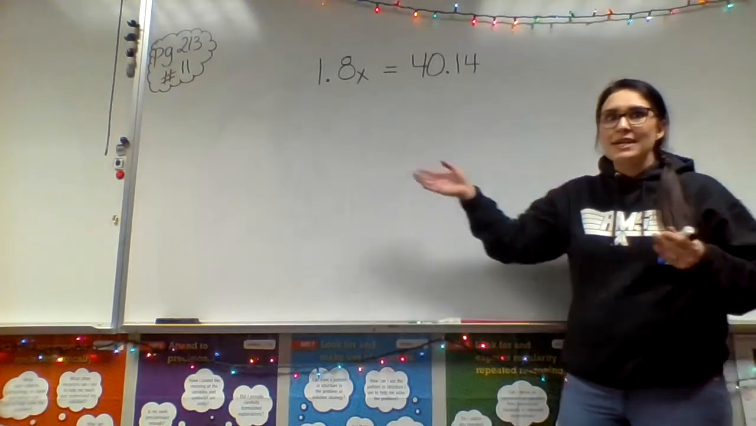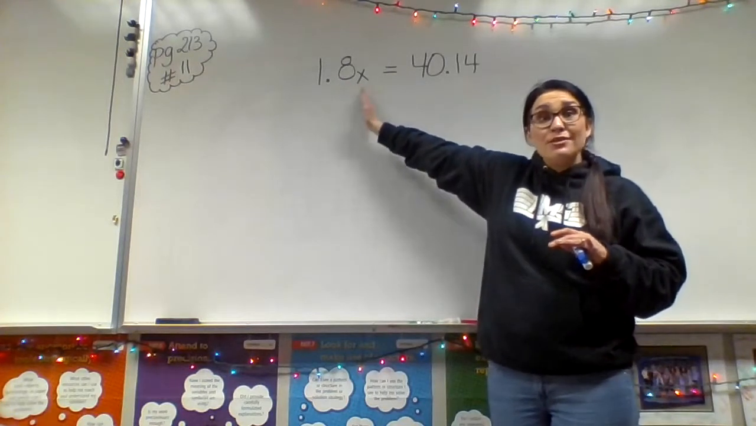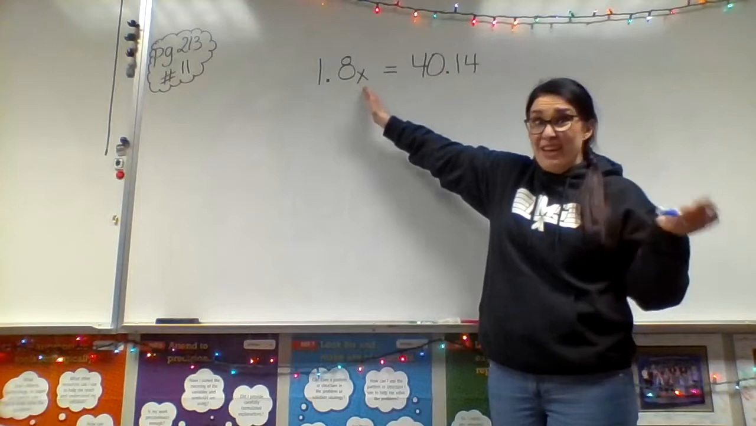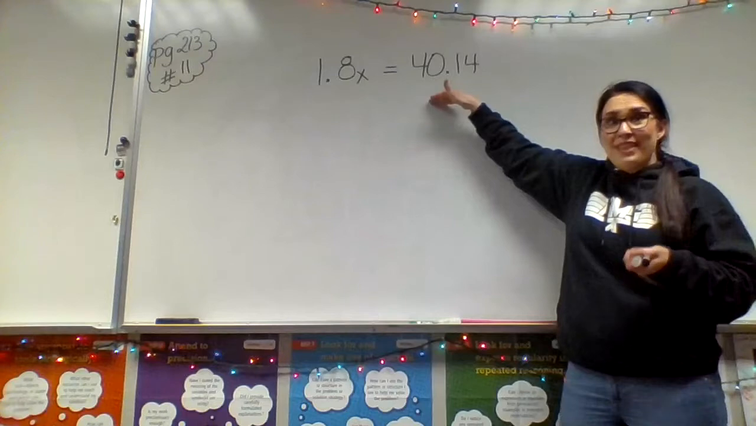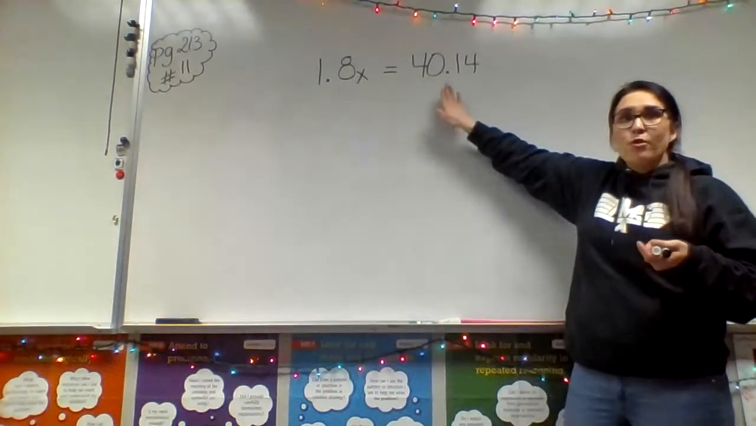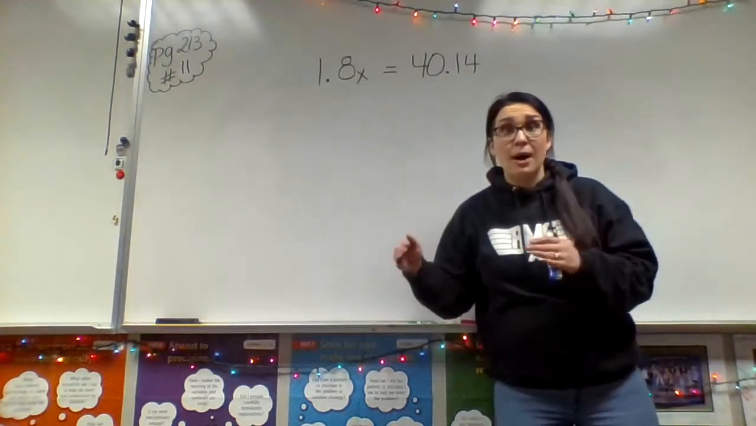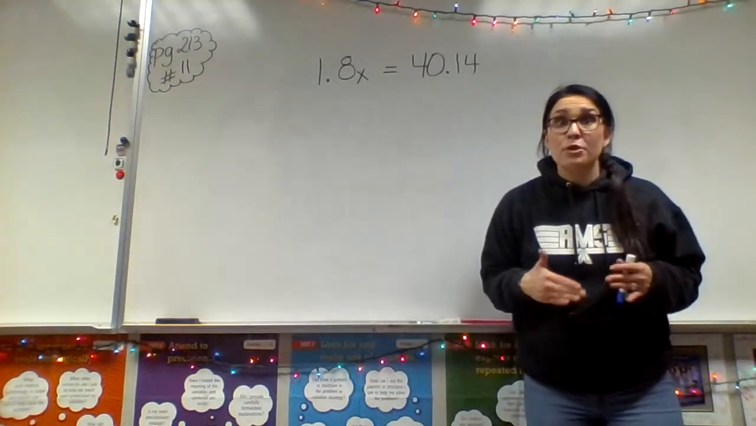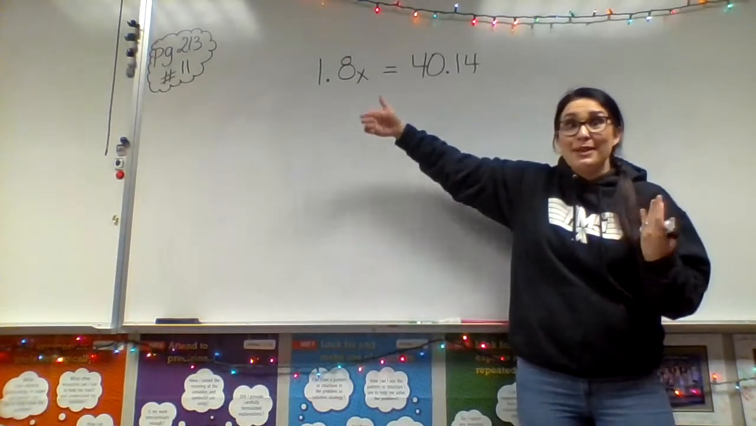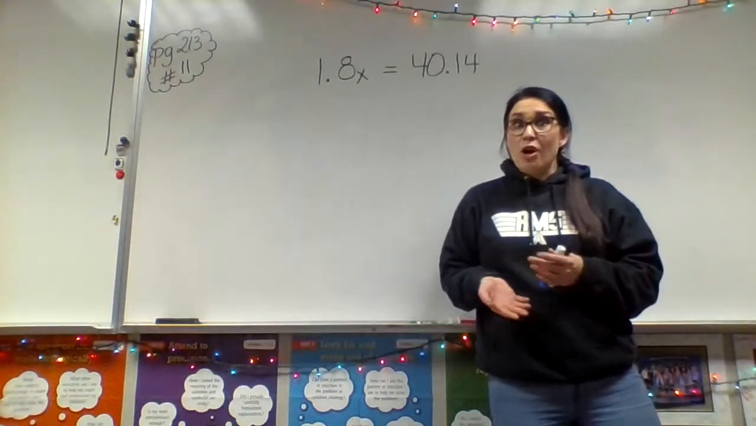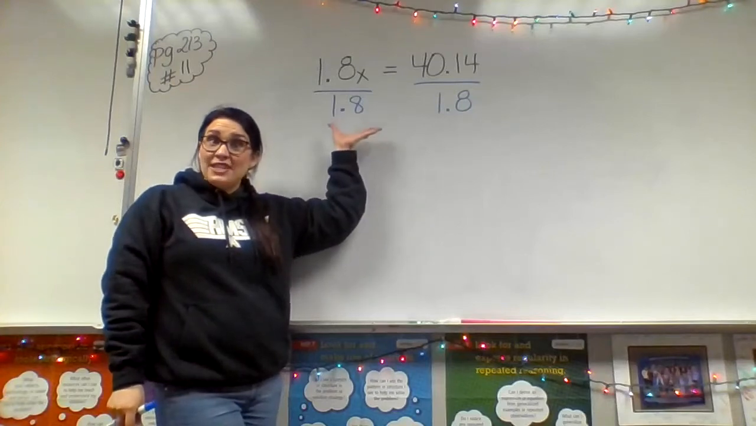Well, because I know that in our original problem, we have 1 and 8/10, and then I'm multiplying it by that variable. It's x right now. I don't really know what the value is. And then I know that the answer, the product of that multiplication expression, is 40 and 1400ths. Now we need the inverse operation, or the opposite operation of multiplication, in order to solve this. And we know that the opposite of multiplication is division. So what am I dividing each side of my equation by? We're going to divide each side by 1 and 8/10.